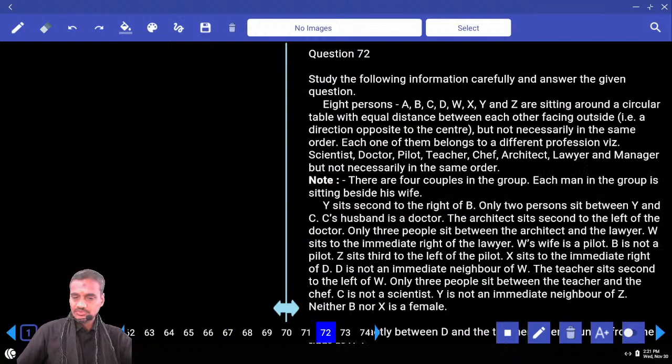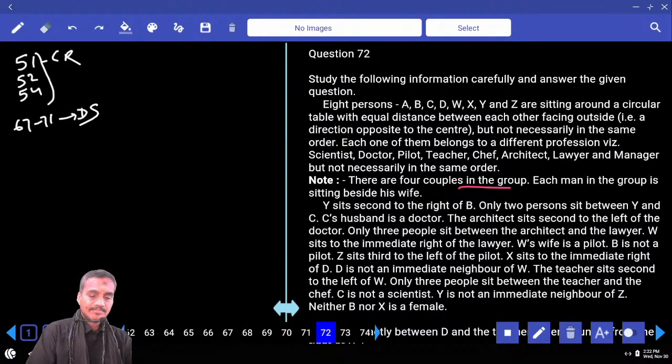Now in this 72, 8 persons sit at a circular table, all the persons facing away from the center, and each one of them belongs to a different profession. And there are 4 couples in the group. Family, blood relations are also included. So this goes to the second priority.